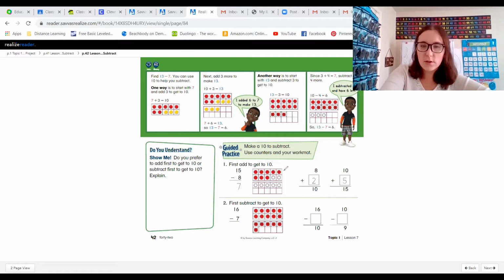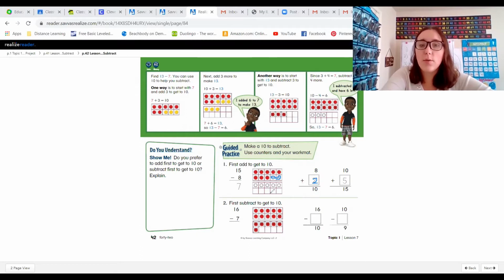So first, I have 8 counters on my 10 frame. Now, how many more counters do I need to add to make a 10? 2. So let's add those 2 counters. And look over here. 8 plus 2 more gets us to 10.